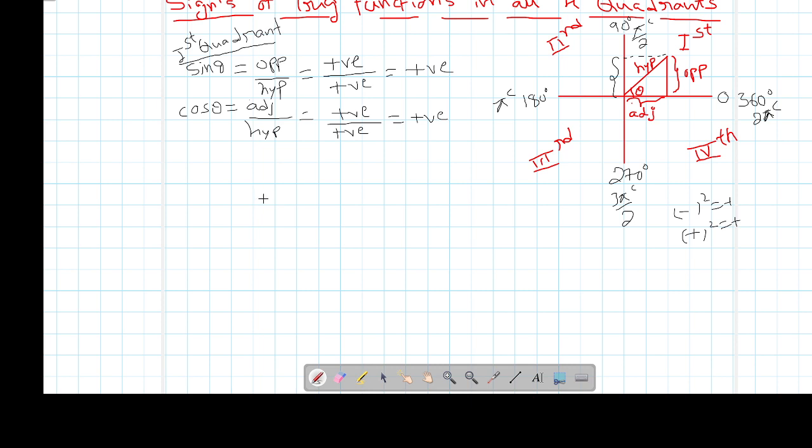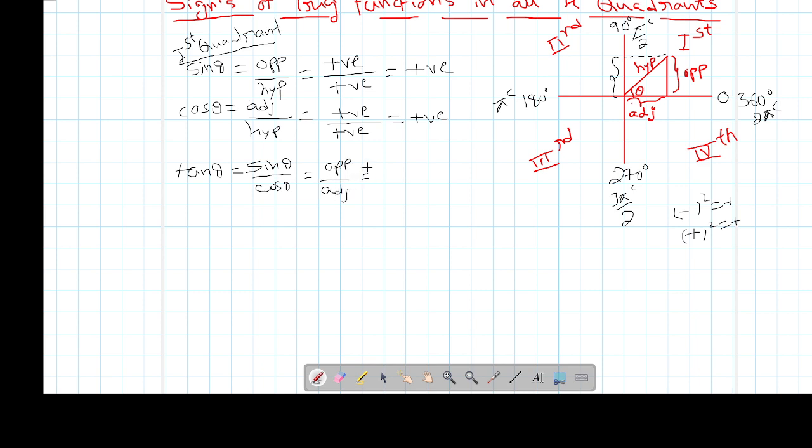Now, the remaining trigonometric functions, you can derive these using the sides or using the basic definitions. Which one is the next? Tan theta. Tan theta is sin theta by cos theta, or opposite divided by adjacent.